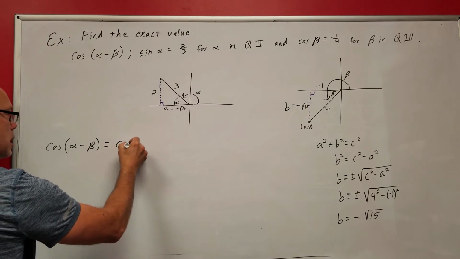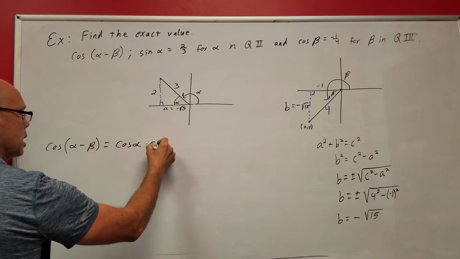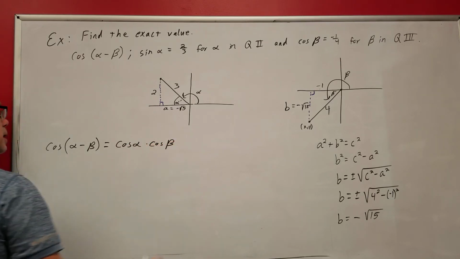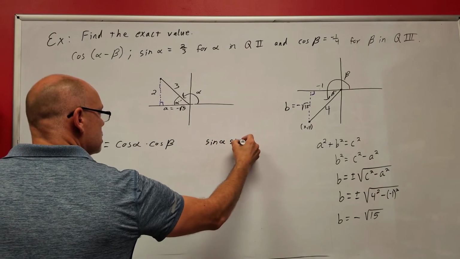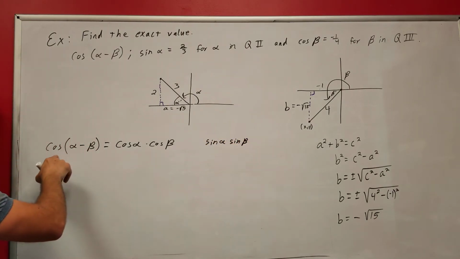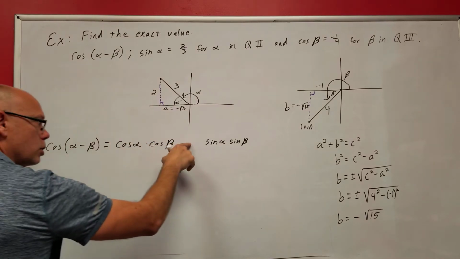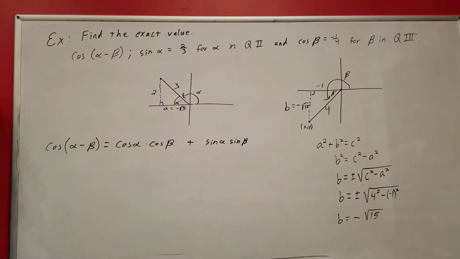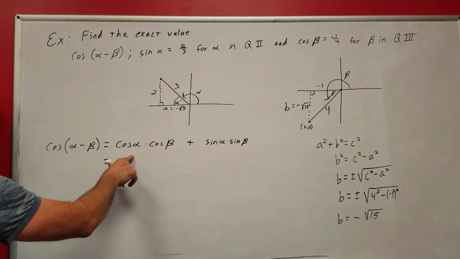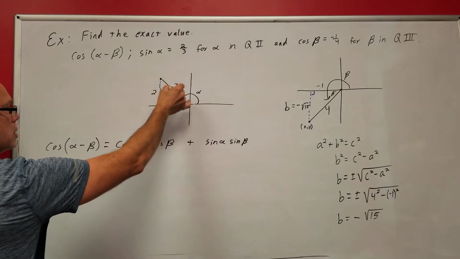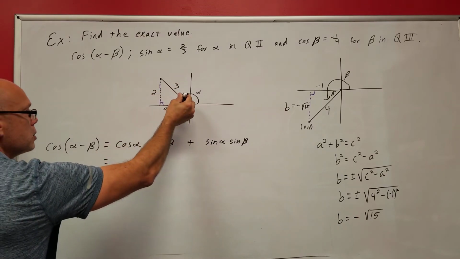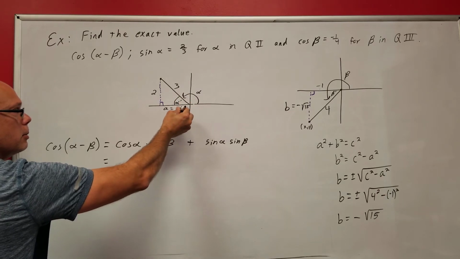What's the one for the cosine? It's the cosine of alpha times cosine of beta, right? Then we have what? Sine of alpha, sine of beta. And then if I have the cosine of two things being subtracted, what do I put in the middle here? A plus, right, according to my identity? Well, let's fill in here. What is the cosine of alpha? Look at alpha. What is the cosine of this triangle? Cosine of this triangle would be what? Negative square root of 5 over 3.